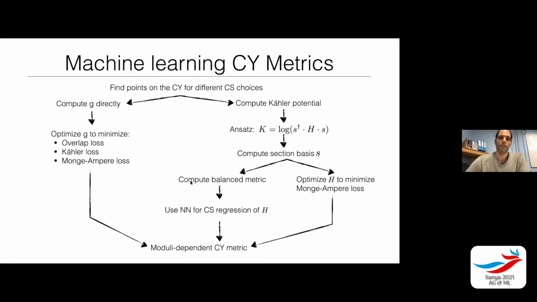So essentially the path we take, if we compute G directly, is to make an ansatz for the neural network. We input the point in complex structure moduli space we're in, we input the point on the Calabi-Yau where we want to know the metric, and then we repeat this for different complex structures and for different points on the Calabi-Yau, and we minimize the overlap loss, the deviation from being Kähler, meaning that dJ is not equal to 0, and the Monge-Ampère loss. And we iterate this until we are satisfied, and if they were all perfectly satisfied, we would have found the unique Calabi-Yau metric.